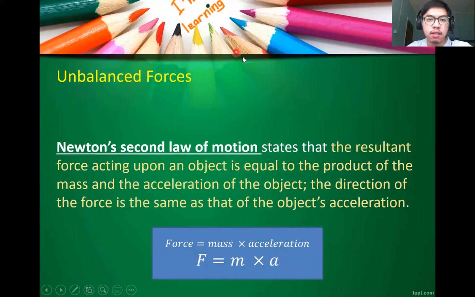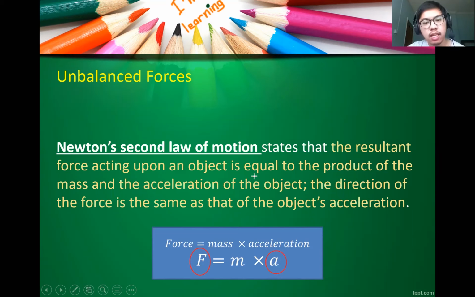When there is a resultant force, I'll read it for you. It's again a long statement. Newton's second law of motion states that the resultant force acting upon an object is equal to the product of the mass and the acceleration of the object. The direction of the force is the same as that of the object's acceleration. Now that's very long, okay?